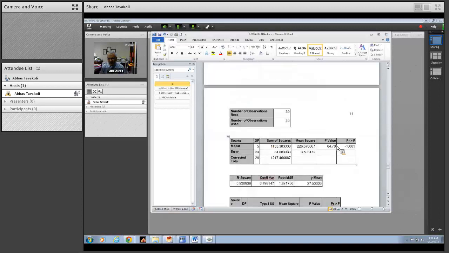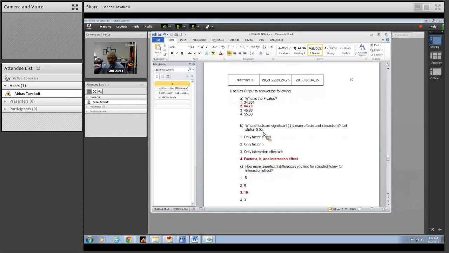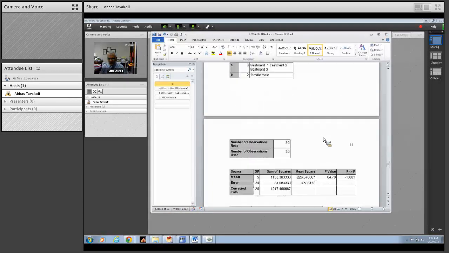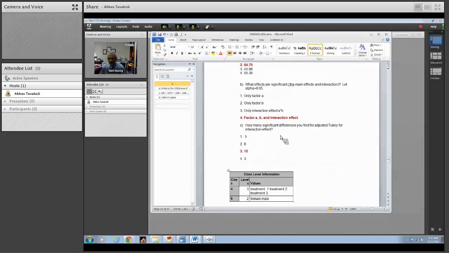Again, what is the F value? You can see the F value is 64.70. That's the correct answer. What effects are significant in terms of main effect and interaction? Again, you're looking at type 3. You see all main effects and the interaction are significant: factor A, B, and the interaction effect.